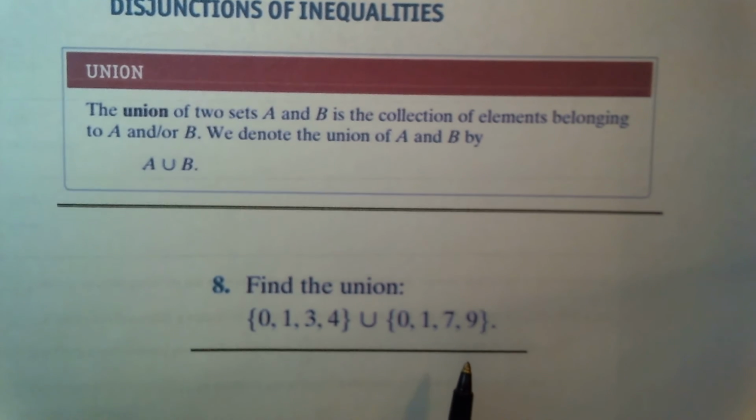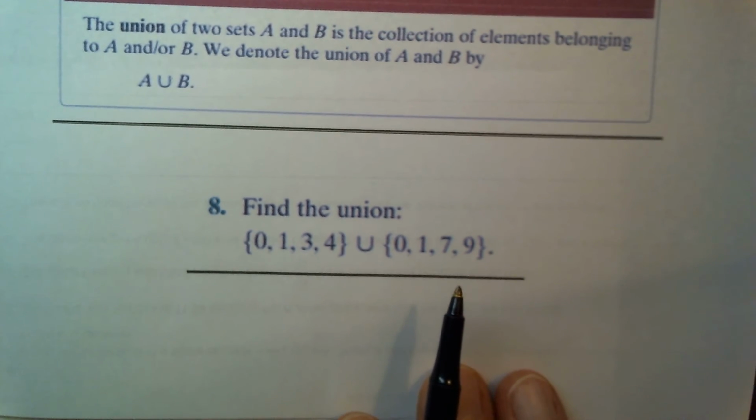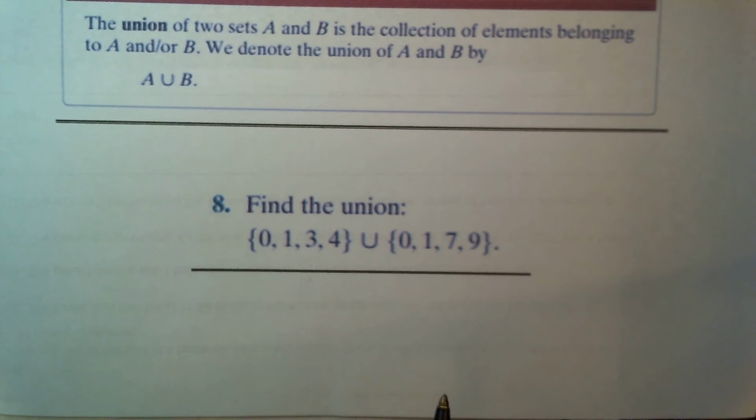And so let's look at example number 8, how we can apply that. So here we are asked to find the union of two sets. The first set is 0, 1, 3, 4, and 0, 1, 7, 9.